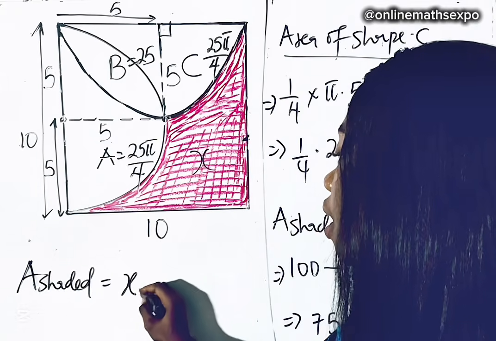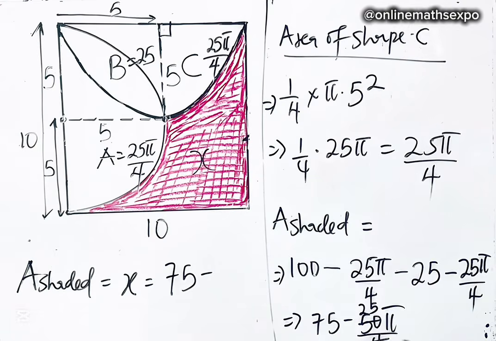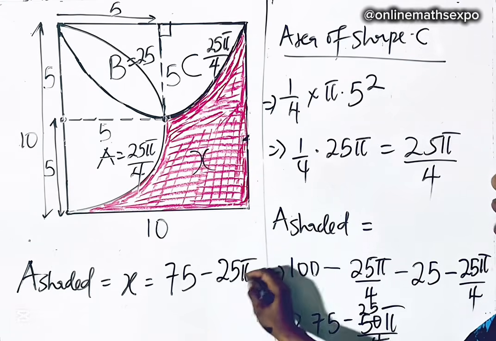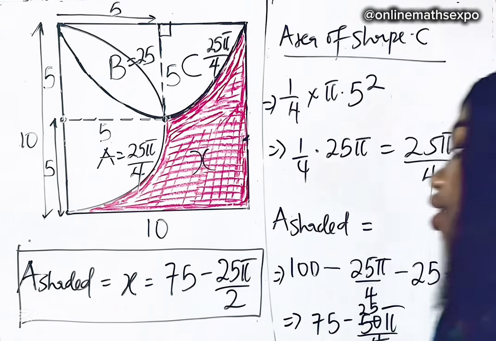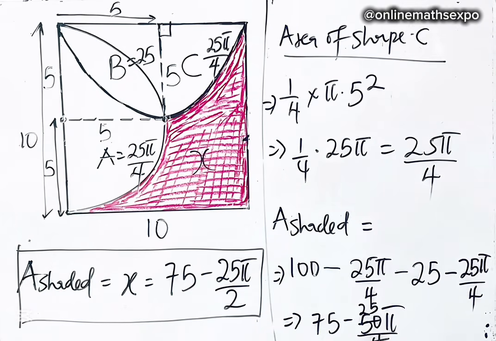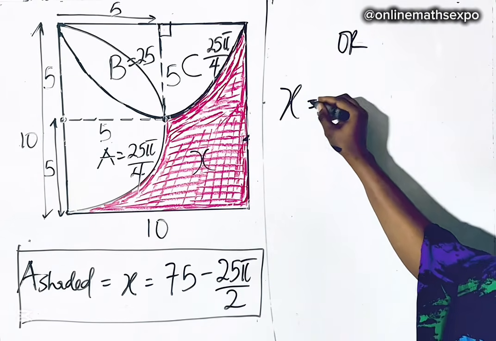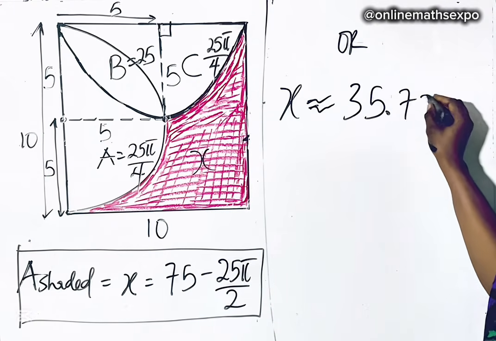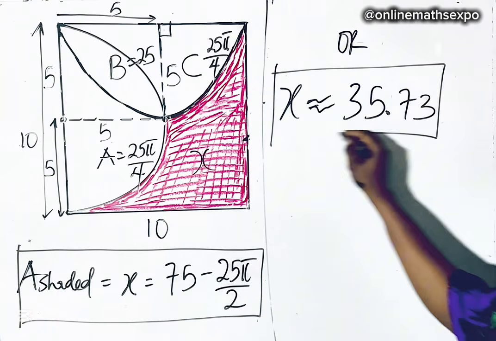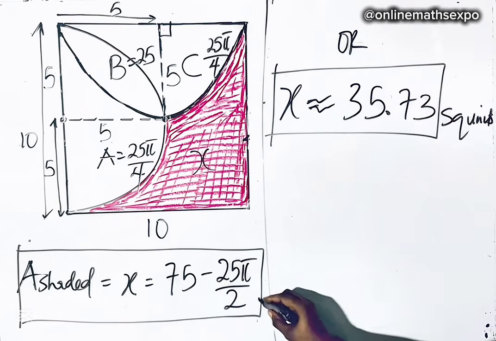We now have the area of the shaded, which is the same as x, is equal to 75 minus 25 pi over 2. So this is what we have for the area. You can also get the approximated value. So we have the area of the shaded, which is the same as x, is approximately 35.73, and it is in squared units. This is also in squared units. So these two areas are correct.